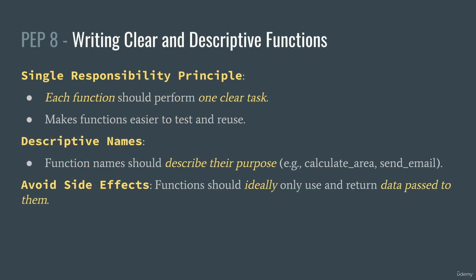When writing functions, PEP 8 emphasizes keeping them clear and descriptive. A key guideline here is the single responsibility principle. Each function should perform one specific task. This makes functions easier to test and reuse in different parts of the code. Additionally, function names should be descriptive, like calculate_area or send_email, so their purpose is immediately clear.